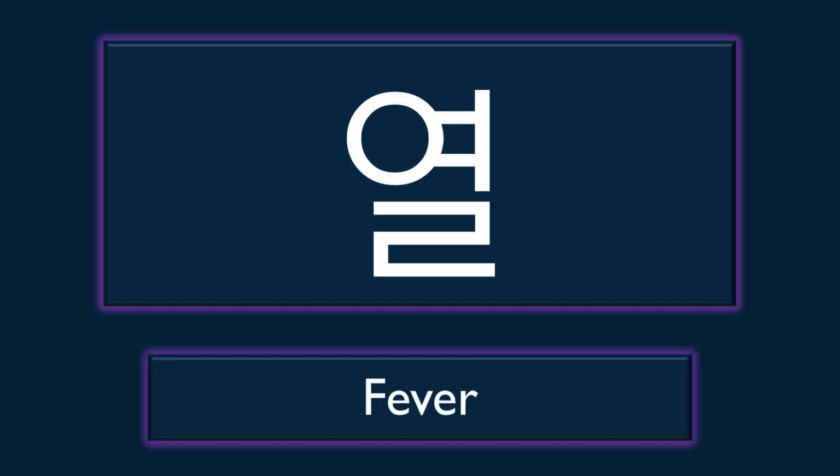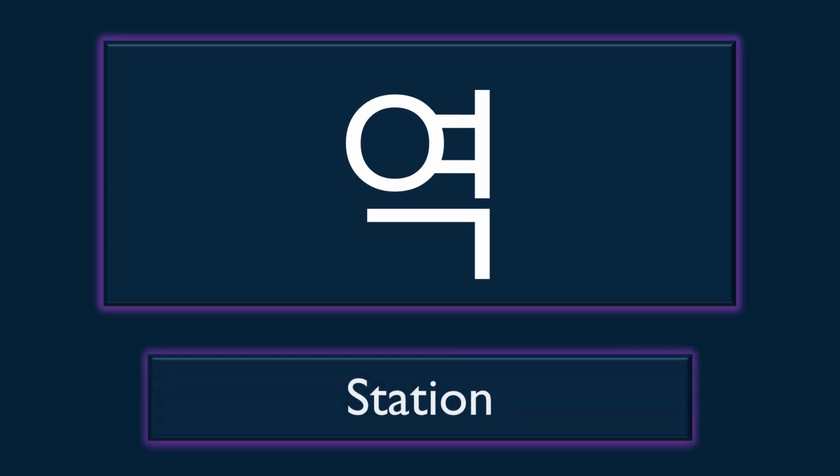Let's take a look at this word. This is read as yol, which means fever. One more time. Yol, yol, yol. Then this another word. This is read as yok, which means station. For example, train station. One more time. Yok, yok, yok.